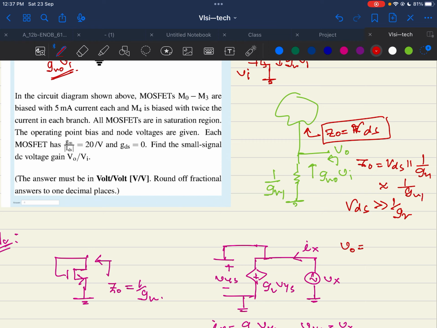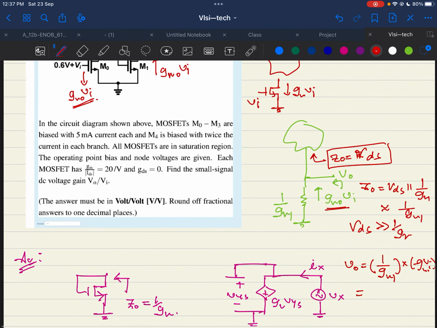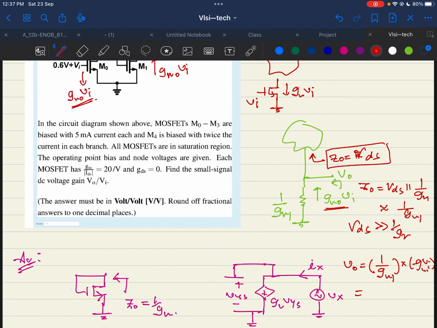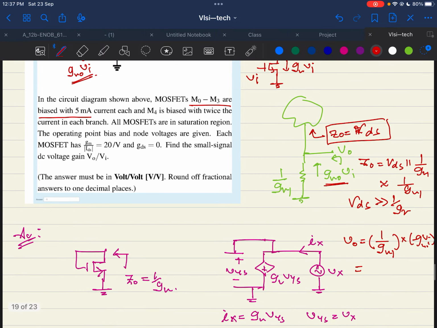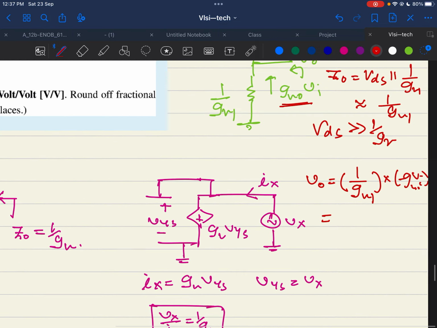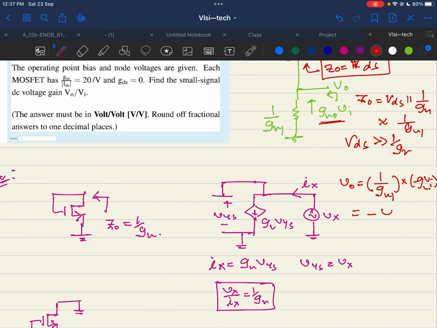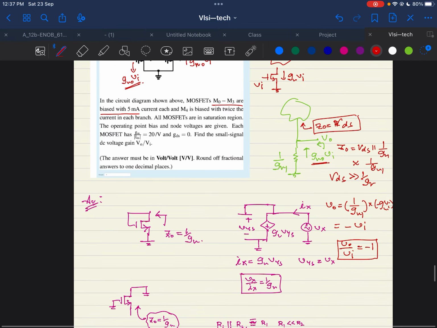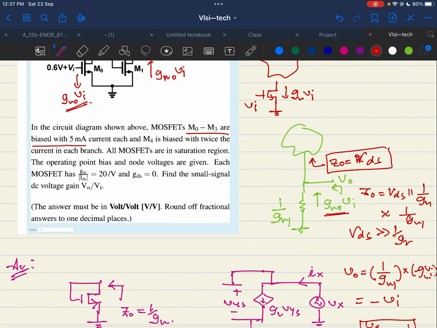So the output voltage will be V0 equals 1 by Gm1 into this current, minus Gm0 into Vi. And as it is given that M4 is biased and M0 to M3 are biased with 5 milliampere current, the same current flows through all the transistors, so Gm0 and Gm1 values will be the same. So V0 equals minus Vi, or V0 by Vi equals minus 1. So the gain, the answer, will be minus 1 only. Thank you.